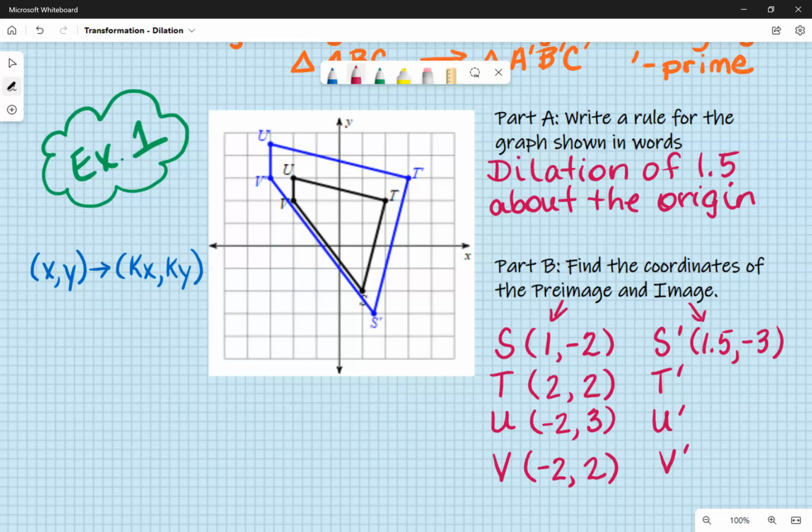Examples 1 and 2 will be from the origin, where the center is at the origin, but 3 and 4 will be where the center is not at the origin. So again, what I'm doing is I'm looking at my origin. What did I have to do to get to T? I went over 1, 2, and then up 1, 2.